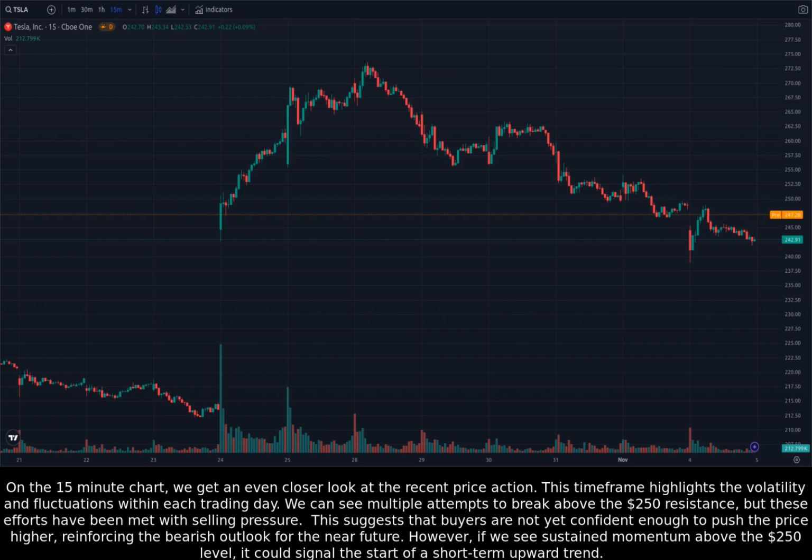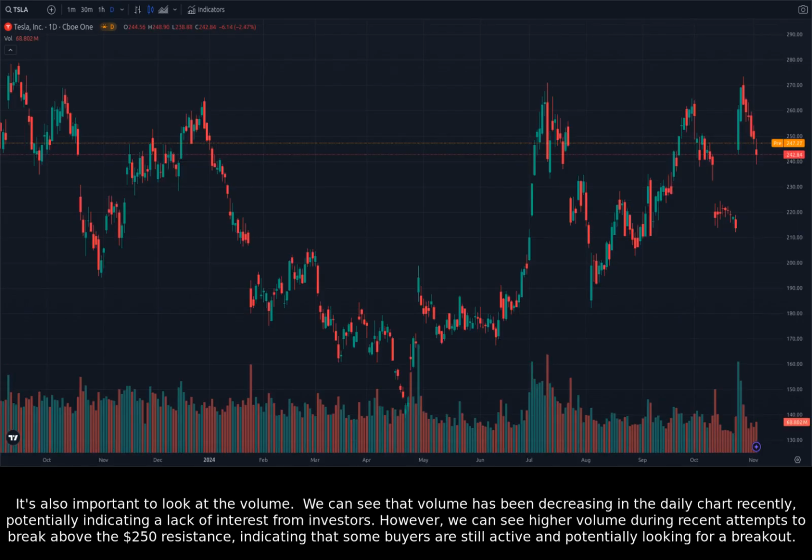On the 15-minute chart, we get an even closer look at the recent price action. This timeframe highlights the volatility and fluctuations within each trading day. We can see multiple attempts to break above the $250 resistance, but these efforts have been met with selling pressure. This suggests that buyers are not yet confident enough to push the price higher, reinforcing the bearish outlook for the near future. However, if we see sustained momentum above the $250 level, it could signal the start of a short-term upward trend. It's also important to look at the volume.